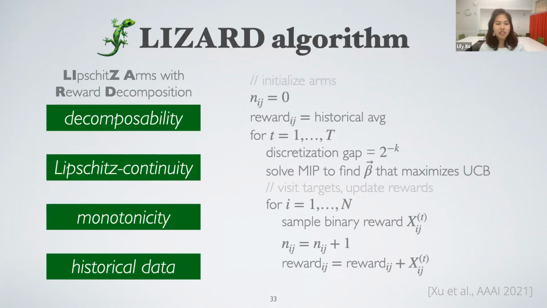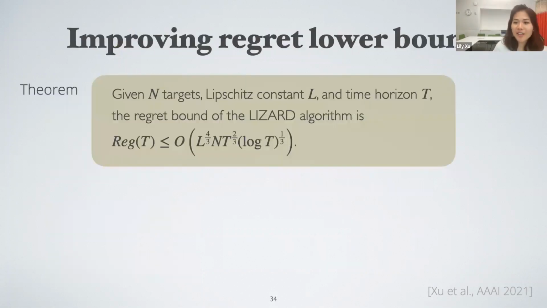And overall, this approach we call the LIZARD algorithm, which stands for Lipschitz arms with reward decomposition, which integrates all of these domain insights from the environmental space of decomposability, Lipschitz continuity, monotonicity, and historical data to more effectively do online learning in this setting. And I want to highlight that the integration of these ideas actually leads to improved theoretical bounds as well.